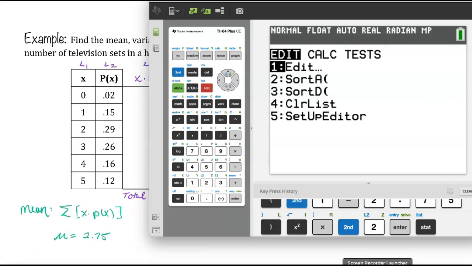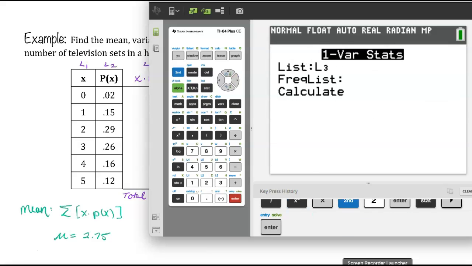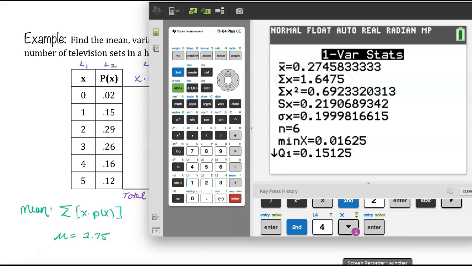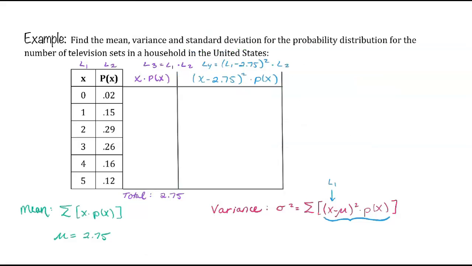Heading back to Stat, Calculate, One Variable Statistics, we can now calculate the descriptive statistics for List 4. And we find that the sum of all of the values in List 4 is 1.6475. That is, the total for all the values in List 4 is 1.6475, which is our variance. And from the variance, we can very easily calculate the standard deviation.